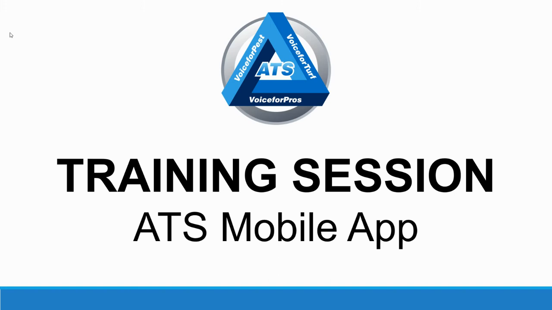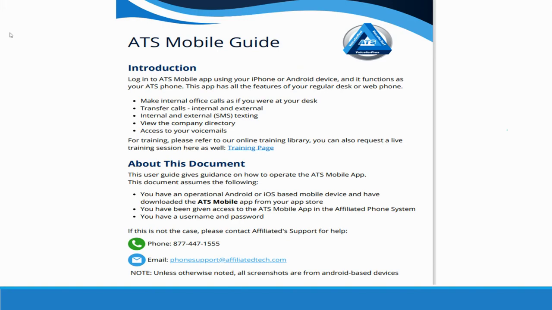In today's training session, we are going to be reviewing the ATS mobile app. Introduction. Log into your ATS mobile app using your iPhone or your Android device, and it functions as your ATS phone. The app has all the features of your regular desk phone or your web phone, which includes making internal office calls as if you were at your desk, transfer calls, both internal and external, internal and external SMS texting, view your company directory, and access your voicemails as well.